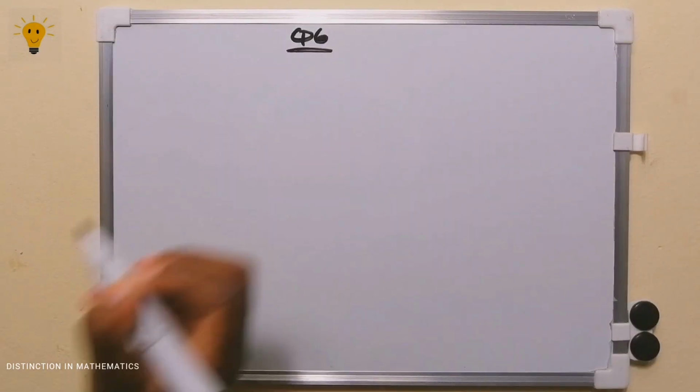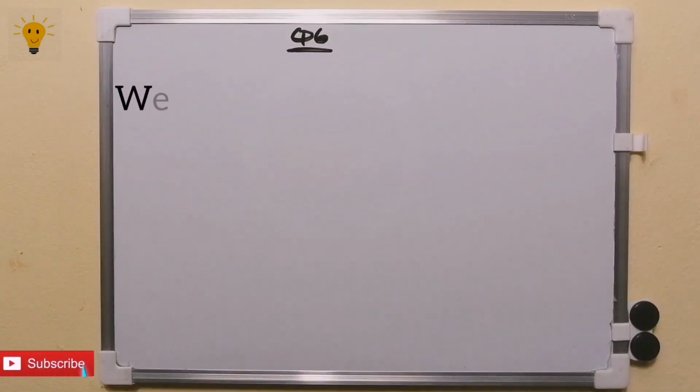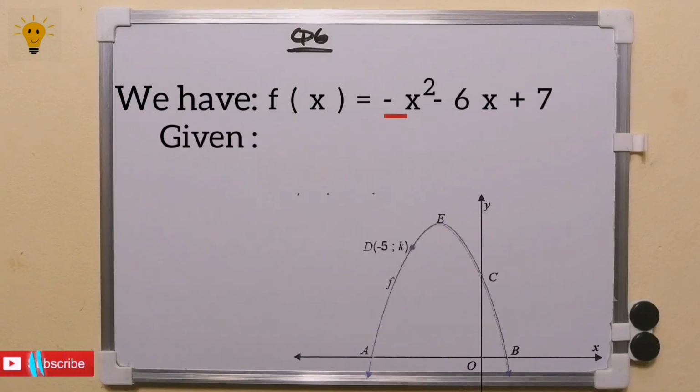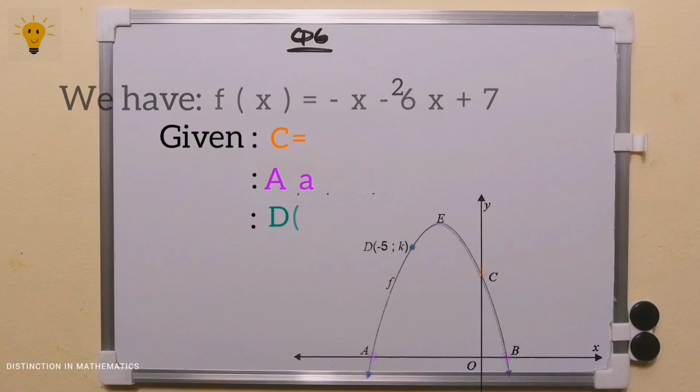First of all, we have to acknowledge what we have and what we are given, because you're going to use that to answer all the questions. So we have the graph of f at x, which has the value of a that is negative, hence why your graph is facing downwards. We are given C, the y-intercept, and we know that A and B are the x-intercepts, and the coordinates of D, where k is the y value.